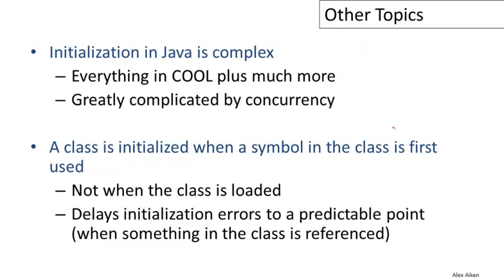Now I'd like to spend a few minutes talking about initialization in Java, which is quite complex. And this shouldn't be too much of a surprise, because if you remember, initialization in Cool was also pretty complex. And Java is just a superset of Cool, so it has all the initialization issues that Cool has, plus much more. And now the main source of complication is concurrency, but other language features also add to the complexity of initialization in Java.